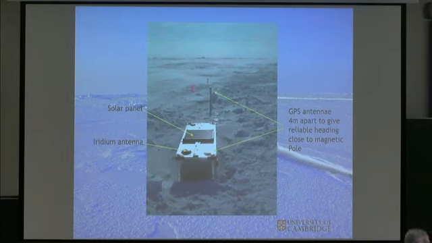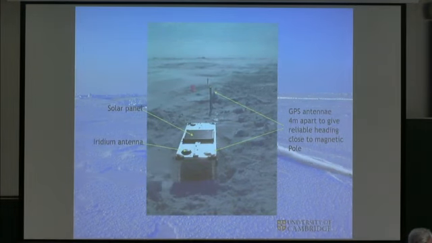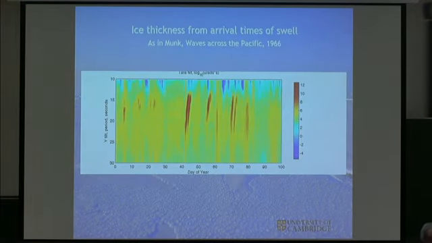And finally, a quick run through of methods. We have this method which we developed based on talking to Walter Munk a lot, and based on his measurements of waves across the Pacific and the way that long waves travel faster than short waves, so you can detect the distance of a source. So we've done this using tilt meters on the ice surface to measure the long ocean swell passing through the ice, and we can see the arrival times of different frequencies.